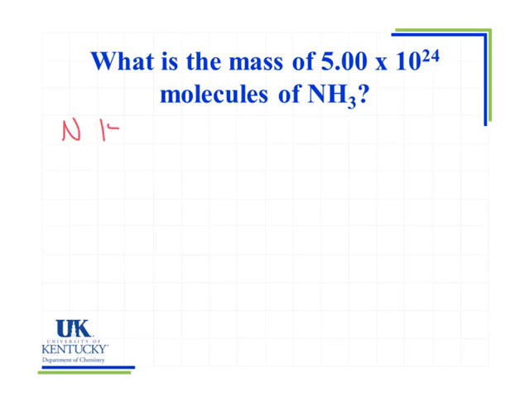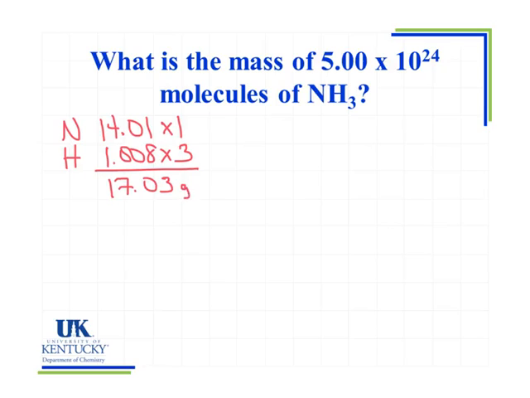So nitrogen has a mass of 14.01, and there is one of those. Hydrogen is 1.008, and there are three of those. And so our molar mass of the compound is 17.03 grams per mole of our NH3. So now we know the molar mass, but we need to get to the moles of NH3.